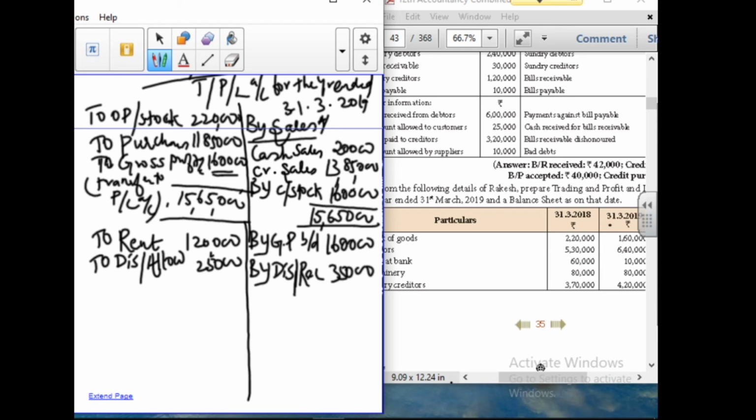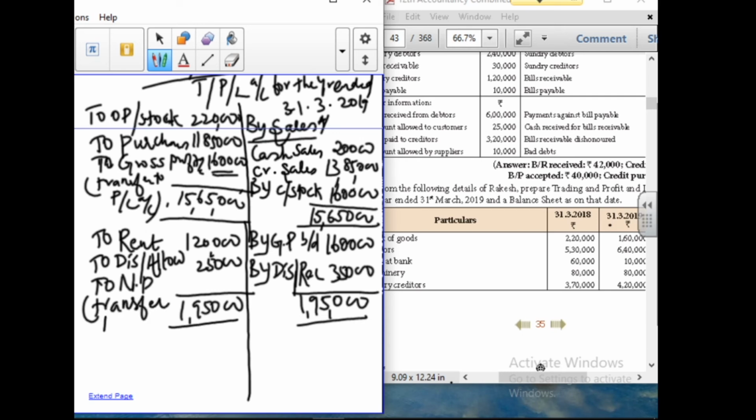And these are the available informations. With this, we are going to find out the net profit for the year. Your credit side total is 1,95,000, and it tallies with the debit side 1,95,000. So the net profit, in bracket you will write it as transfer to capital account, and your net profit comes around 50,000. This is your net profit amount.